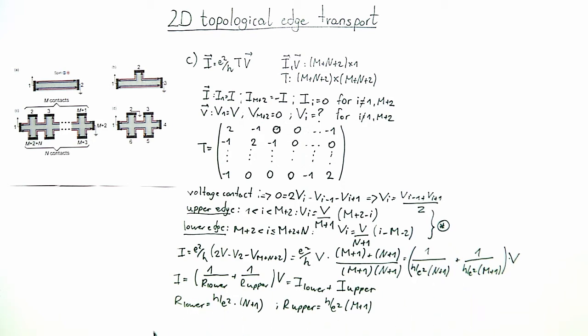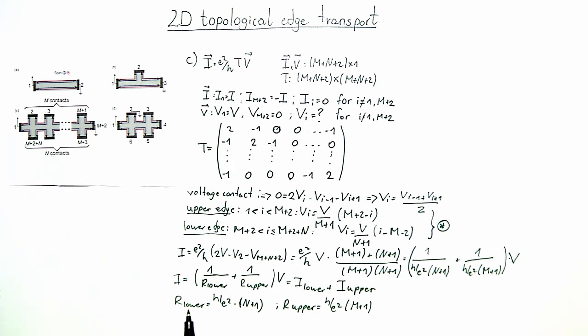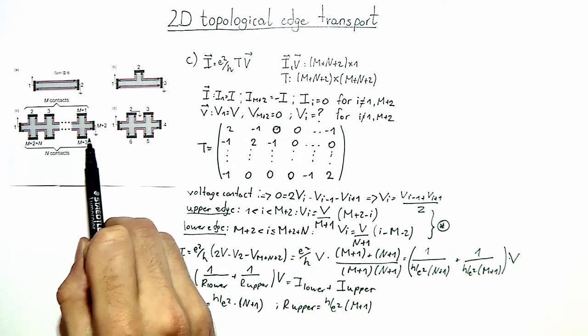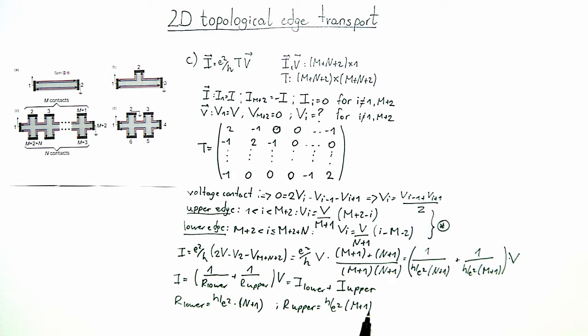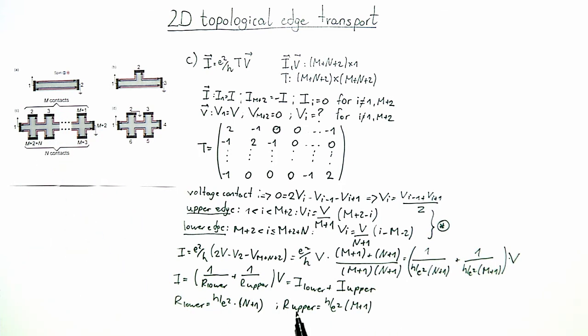And now we call this resistance here R lower, because you see it depends, it's given by the product of the resistance quantum H over E squared and N plus 1. And the N, remember, is the number of contacts along the lower edge. So this resistance only depends on the number of contacts at the lower edge, and therefore we can associate this resistance with the lower edge. And similarly, we can associate this resistance with the upper edge. Here you see that only the number M of contacts along the upper edge determines this resistance.